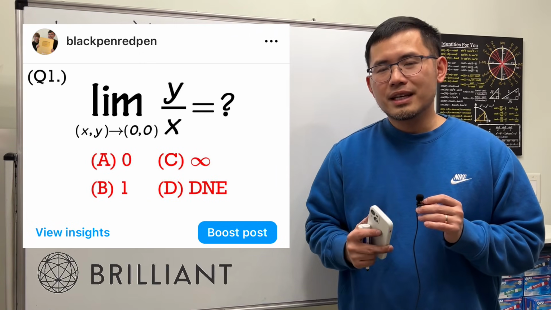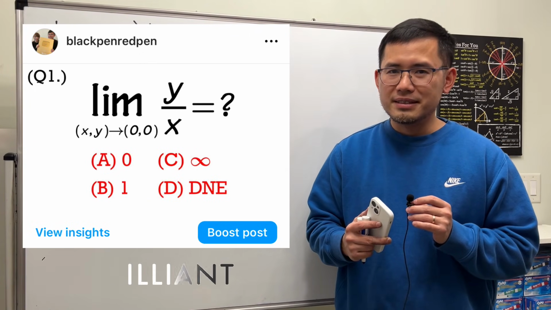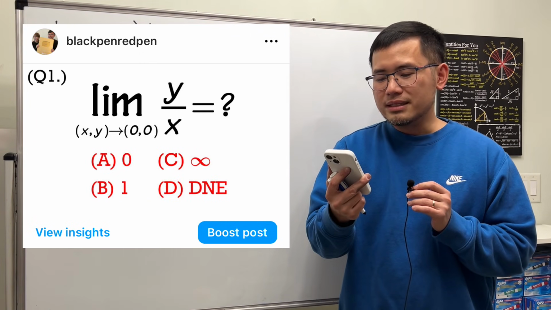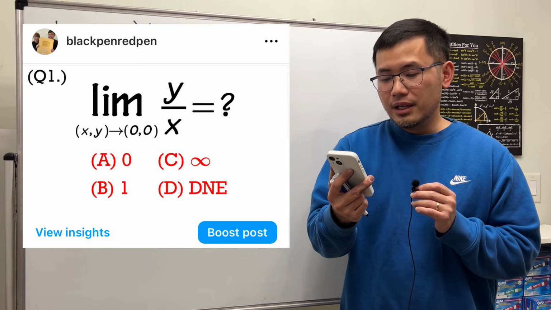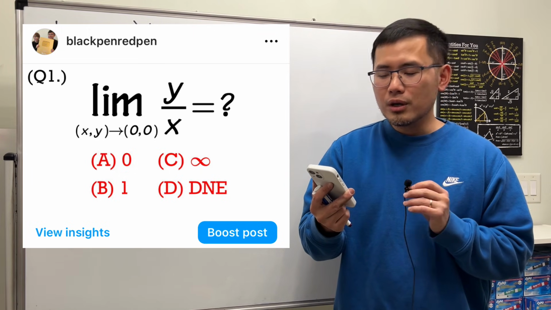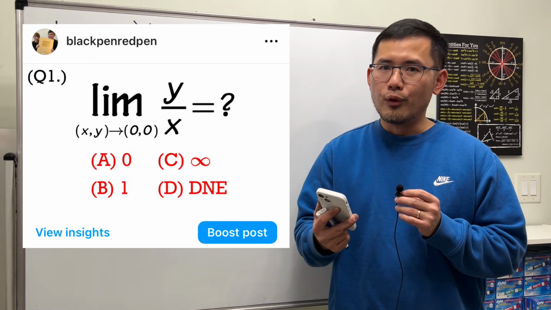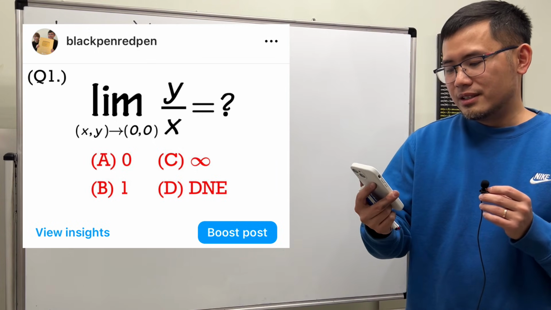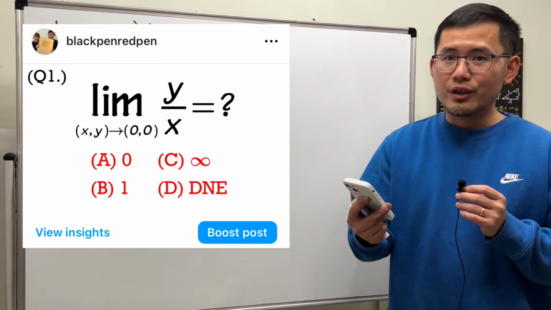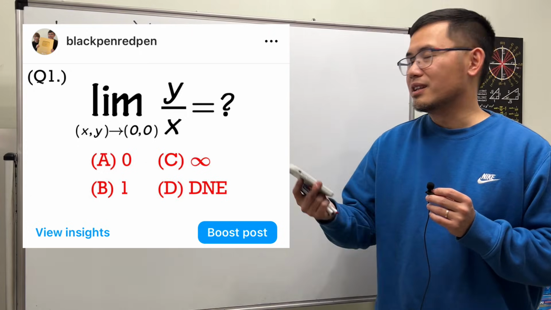Alright, this is the calculus 3 limit that I asked you guys on my Instagram. What's the limit as x, y approaching the origin? And that is x, y approaching 0, 0 of the function y over x. Is it 0 or 1 or infinity or the limit doesn't exist?